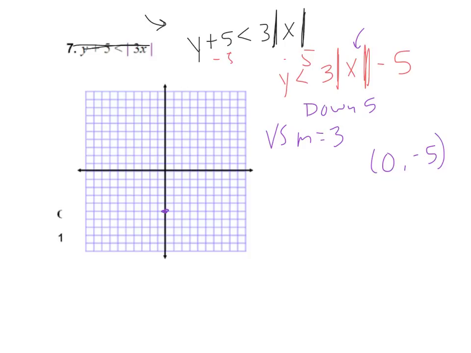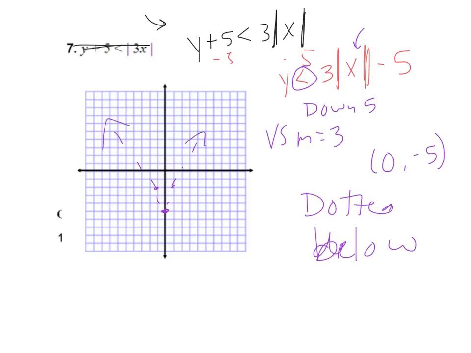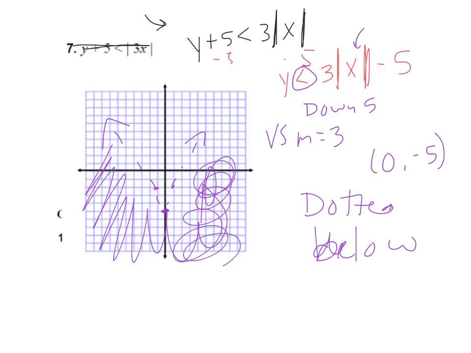and it's going to be dotted because there's no line underneath my absolute value, and it's less than, so it's below. So my slope is 3, so it's a rise of 3, run of 1, rise of 3, run of 1 on each side. I'm going to make it dotted. And below, this graph would look like this. So this would be the graph of the inequality.